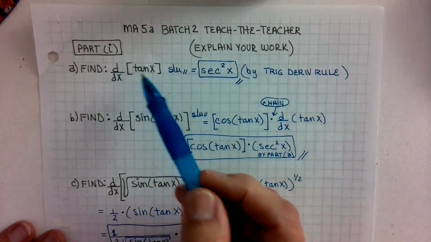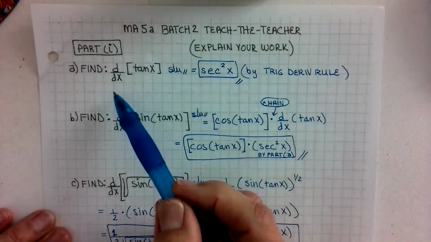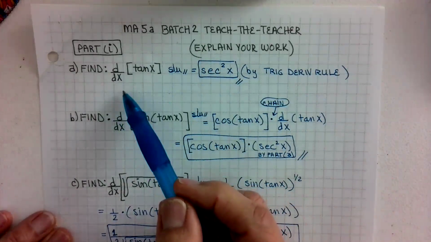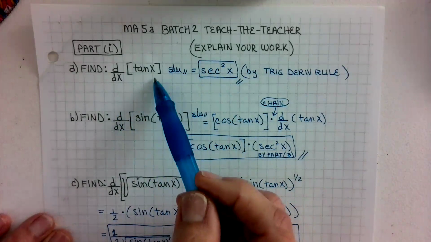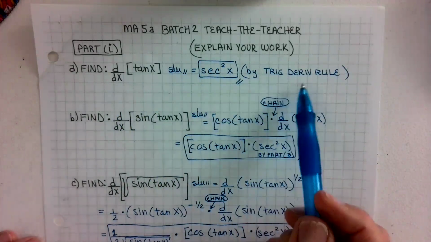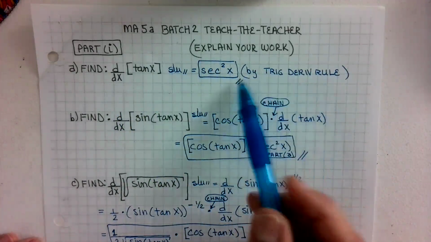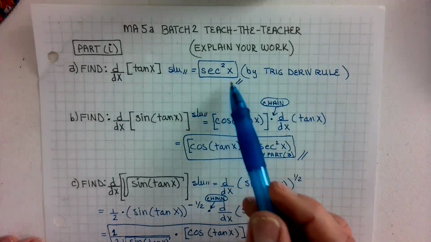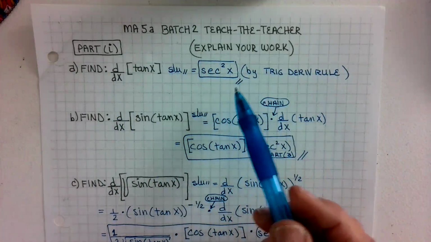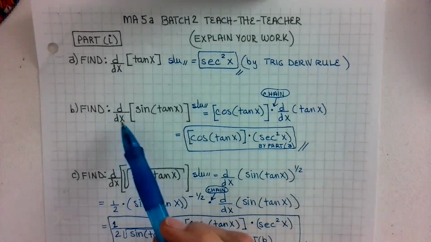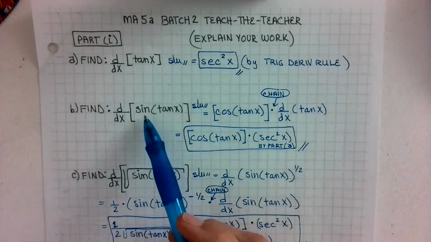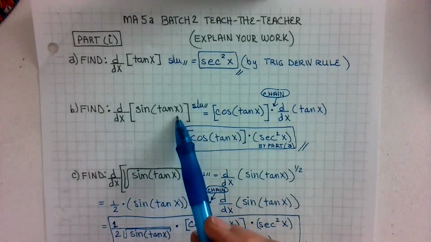Here is the other part. Part A says find the derivative with respect to x of the tangent of x. Well, we know by the trig derivative rules that the derivative of tangent is just secant squared. That was an easy one. Part B, find the derivative with respect to x of the sine of the tangent of x.